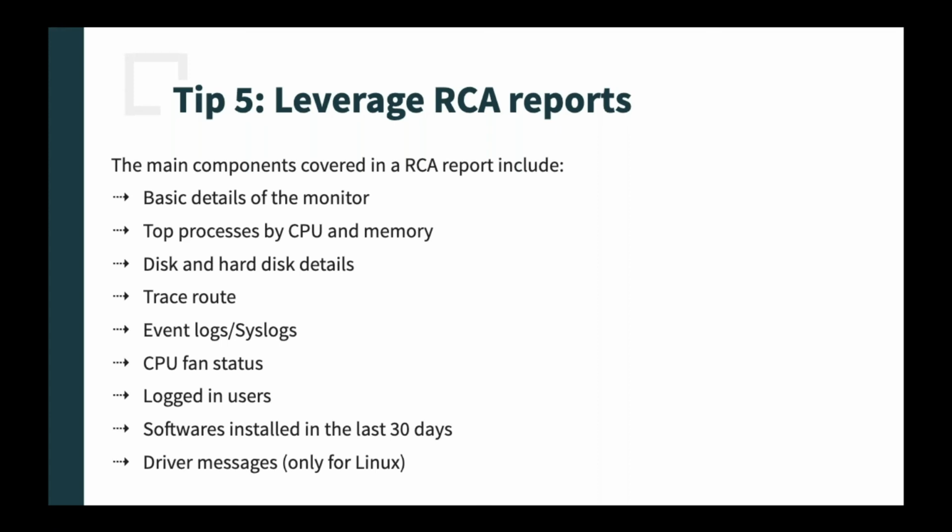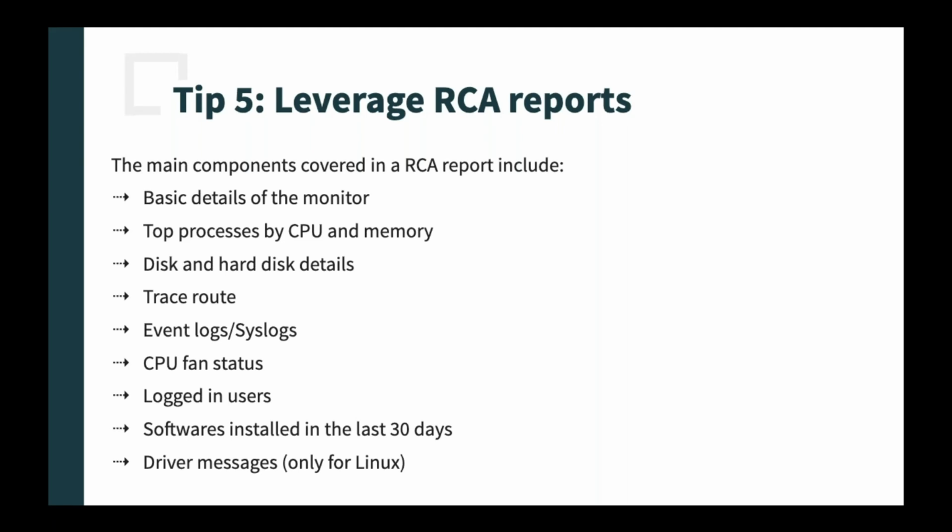The main details that need to be covered in an RCA report are as shown in this slide. That is, basic details of the monitor, top processes by CPU and memory, disk and hard disk details, trace route, event logs or system logs, CPU fan status, logged in users, software installed in the last 30 days, and if the server is running on Linux OS, driver messages.